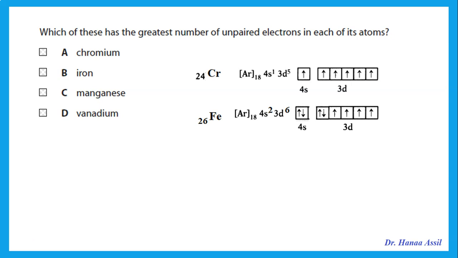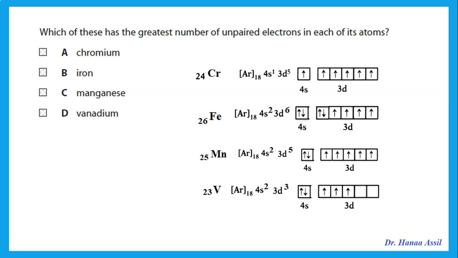So this is the electron configuration of chromium. What about iron? Iron is 26, so 4s2 3d6. Manganese, 4s2 3d5. Vanadium, 4s2 3d3. Again, I'm going to remind you, we put 1, 1, 1 into each orbital in the 3d, and then we start pairing. So the one that has the greatest number of unpaired electrons among these is chromium.